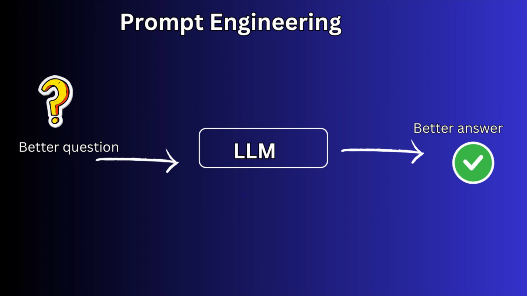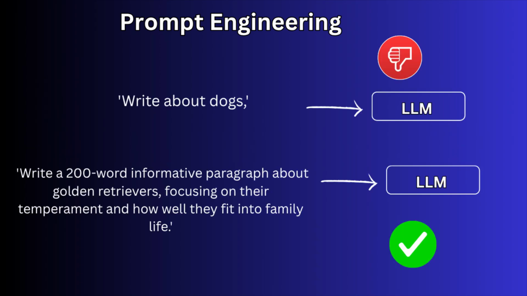For example, instead of saying "write about dogs," you could say "write a 2000 word informative paragraph about golden retrievers, focusing on their temperament and how well they fit into family life." So you can see the difference. The second version tells the AI exactly what you are looking for: topic, length and focus.